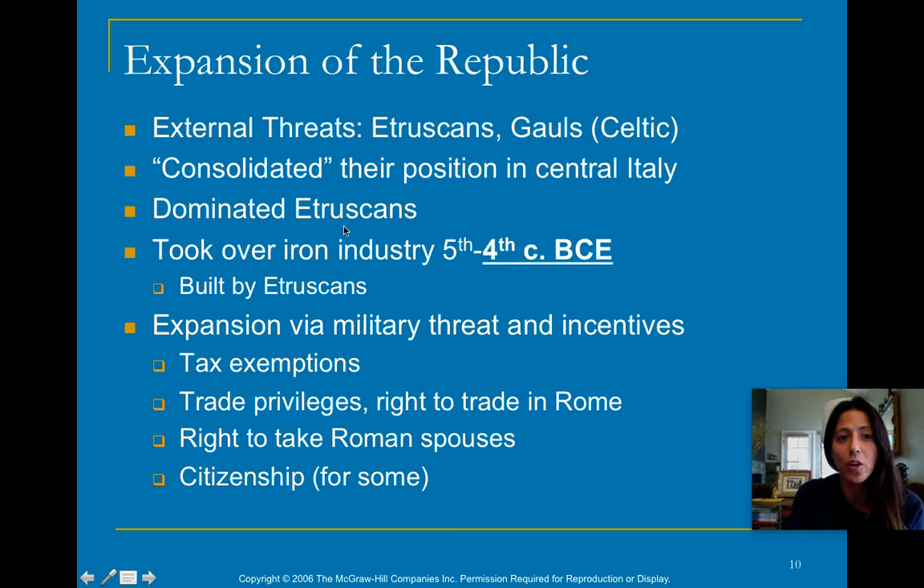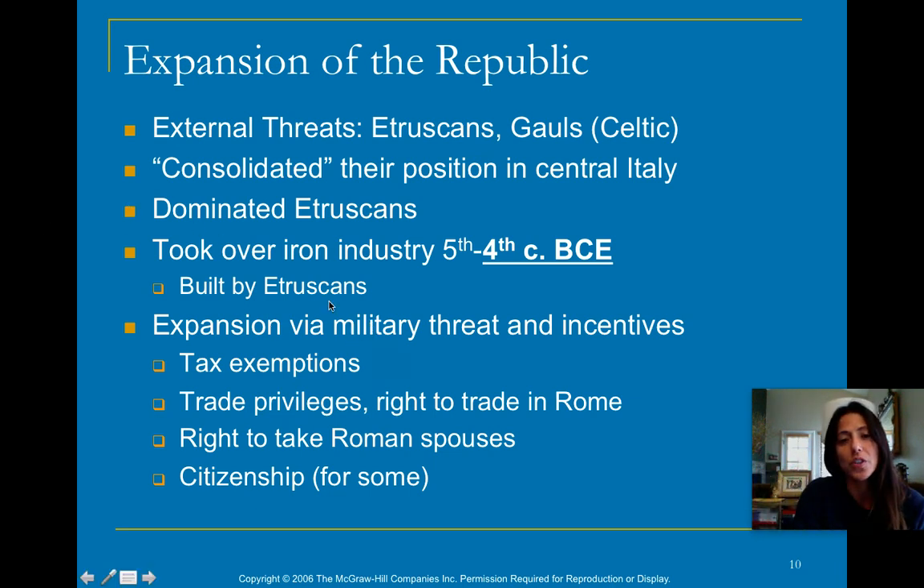They start to dominate over the Etruscans, and they took over the iron industry that was largely built by the Etruscans. And that's an important metallurgy industry. It's going to help them become stronger, strengthen their military, and then they'll expand. That means they'll get larger. They'll broaden the areas that they conquer outside of Italy.